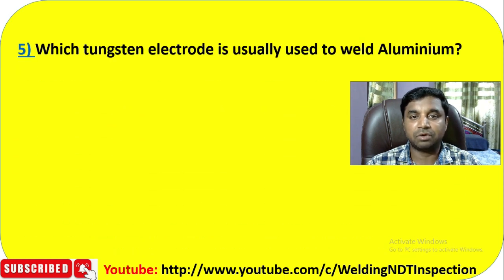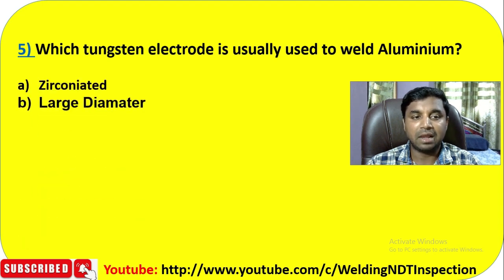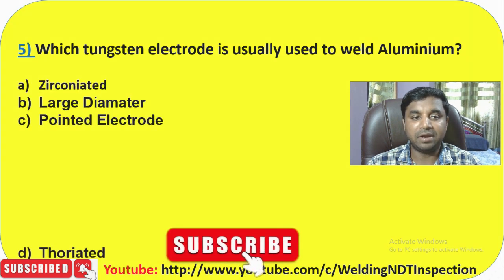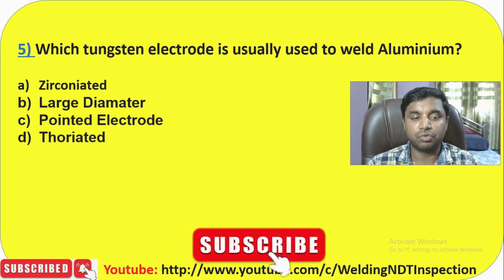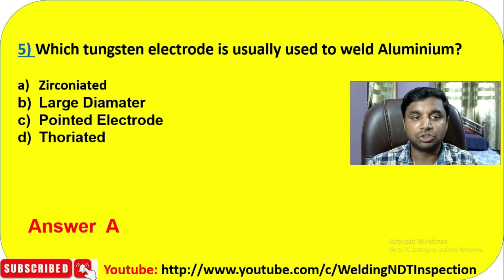Question number 5. Which tungsten electrode is usually used to weld aluminium? Zirconiated, larger diameter, pointed electrode and thoriated. So which one is the correct one? Zirconiated is the correct tungsten electrode usually used to weld aluminium.